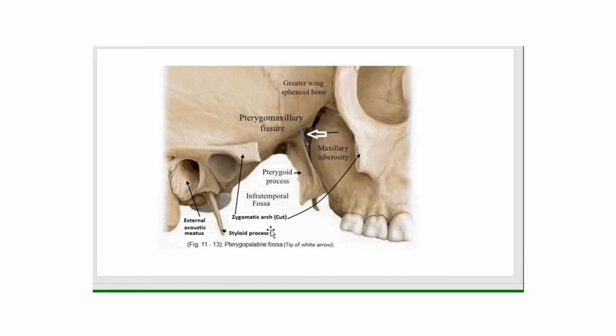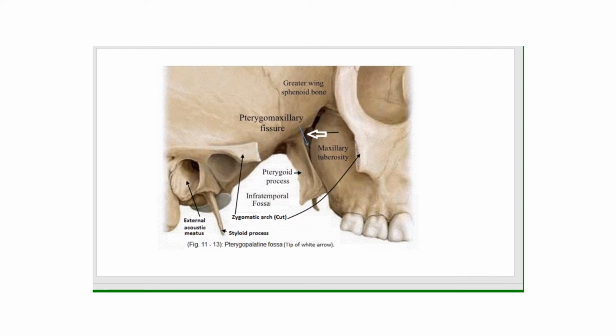Also, in this picture, this is the pterygoid process as a whole. This is the lateral pterygoid plate, which in its medial surface gives origin to the deep head of medial pterygoid muscle, and on its lateral surface gives origin to the lower head of lateral pterygoid muscle.